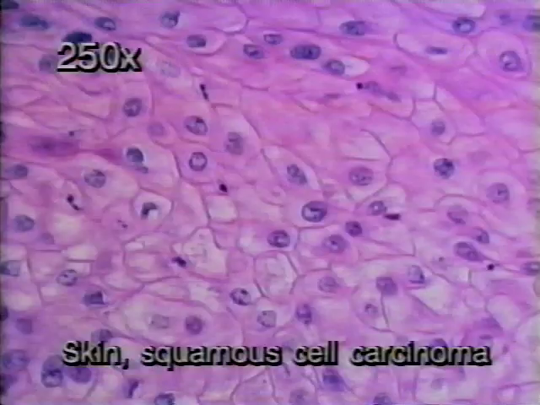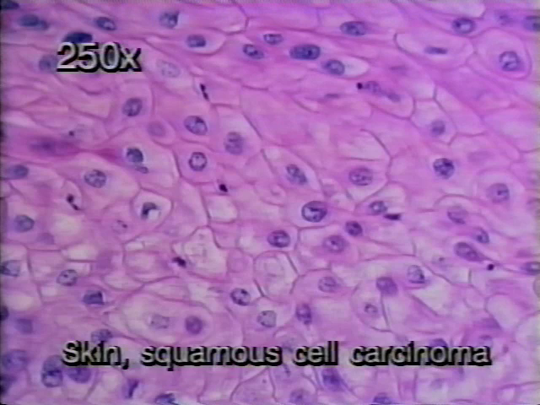This is a section from a squamous cell carcinoma of the skin. The darker pink areas are dense aggregates of a major squamous cell product, keratin. The features of both partial squamous differentiation and overt anaplasia are present. The cancer is moderately well differentiated.